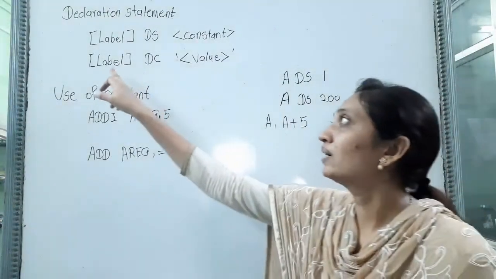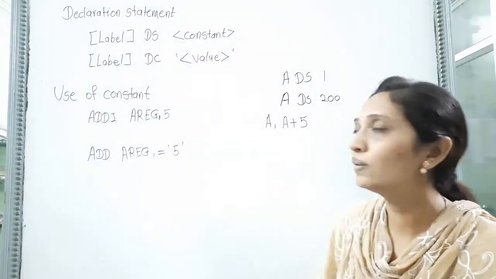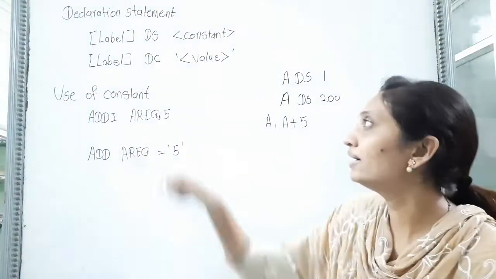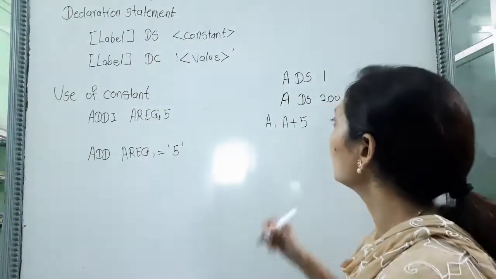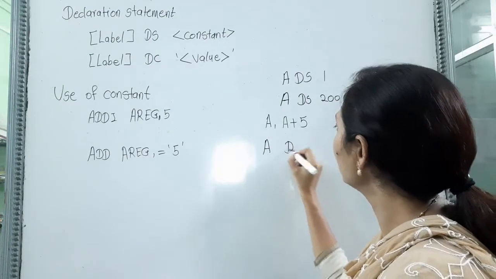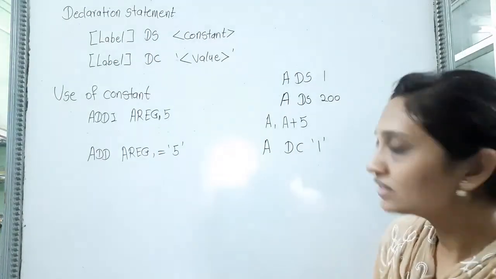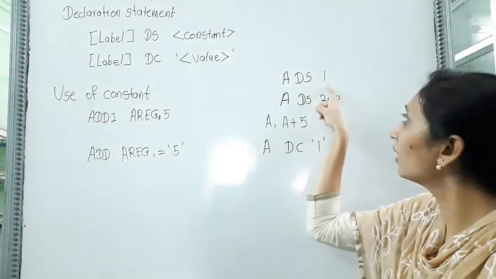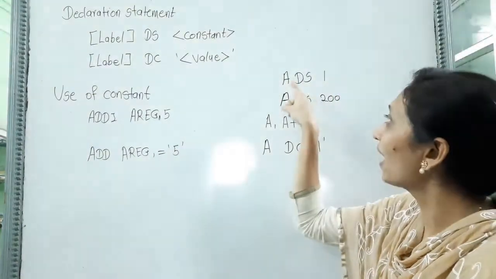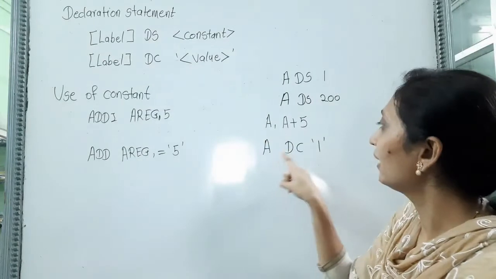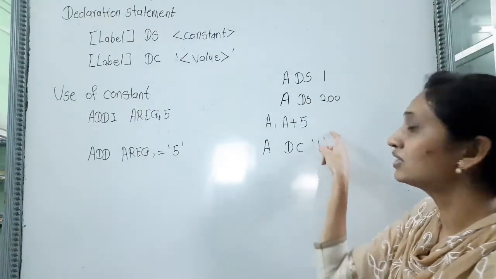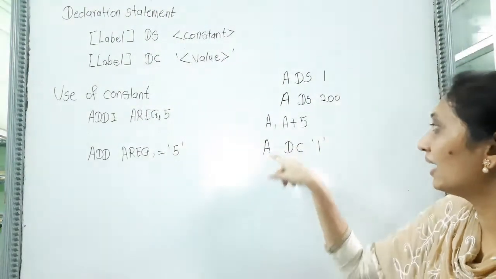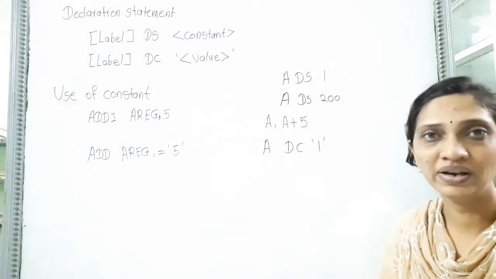The second way is label, DC, and then value. It is for declaring a constant: DS for declare storage and DC for declare constant. Suppose here we write A DC 1. What is the difference between these two? Here with A DS 1, only one memory word is reserved having the name A. But with A DC 1, this 1 becomes a constant which is contained in the word A.